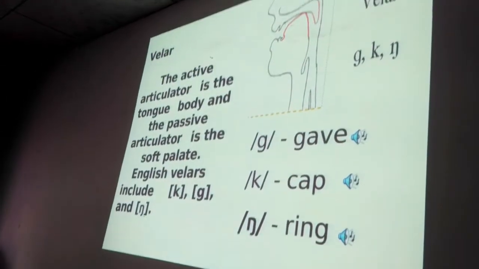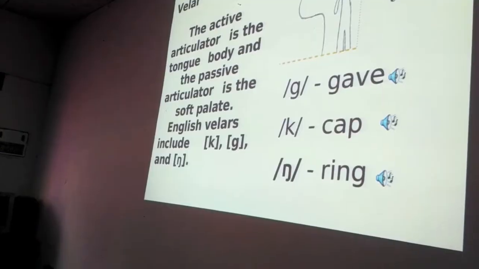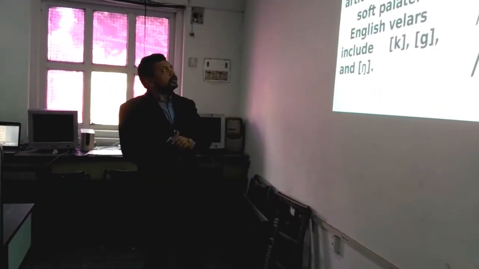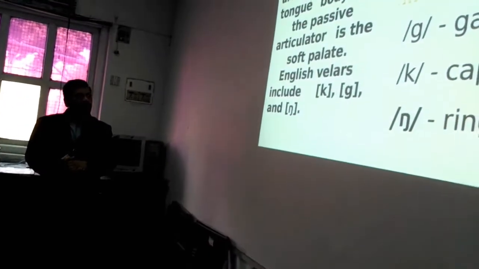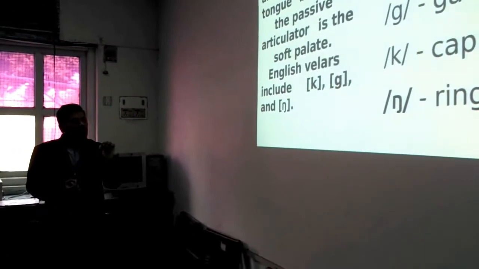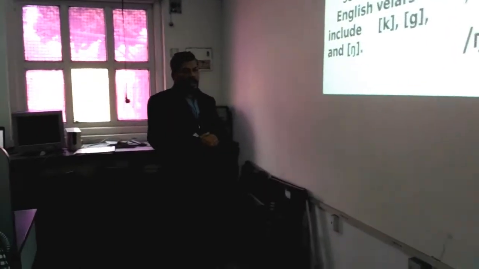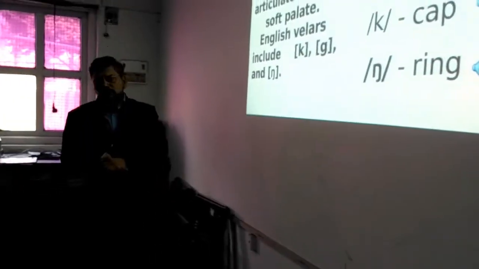Next sound, velar. Velar sounds include ka, ga, nga. Three sounds: ka, ga, nga. The active articulator is the tongue body and the passive articulator is the soft palate. English velar sounds include ka, ga, and nga. Ga as in gave, ka as in cap, nga as in ring. Next, please.